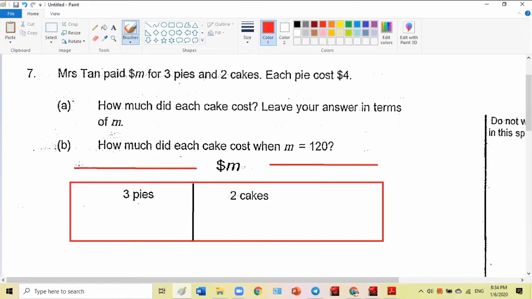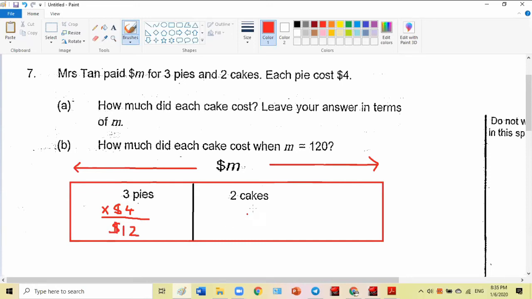Can you see? M is what she paid for 3 pies and 2 cakes. Each pie costs $4. So 3 times $4, the pies cost how much? $12. Thank you.